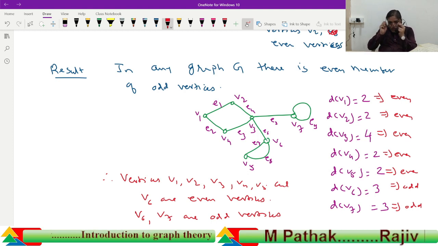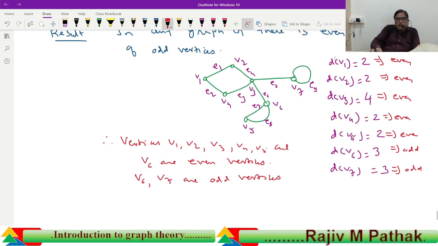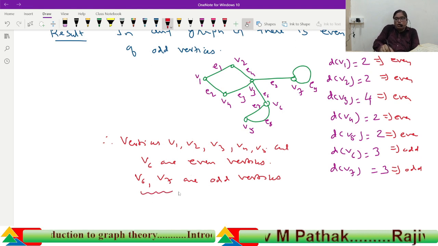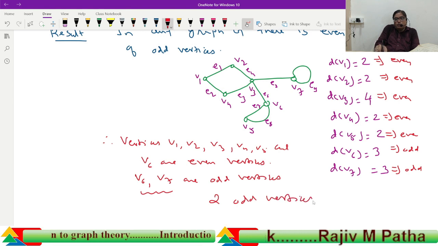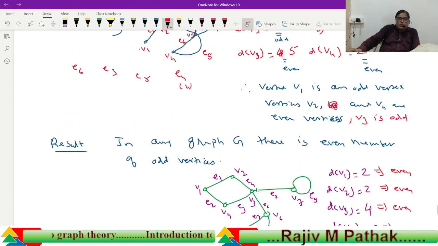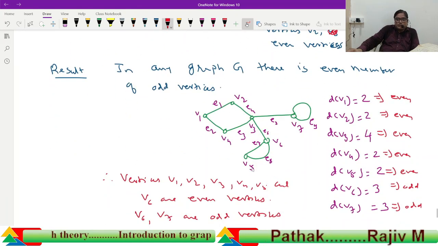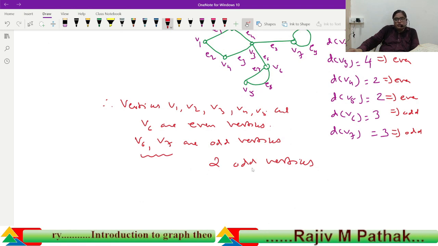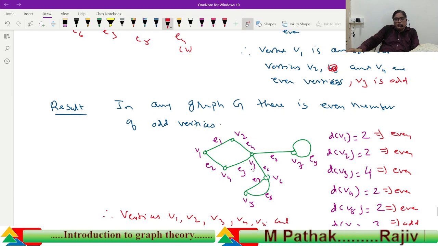Then let's count the number of odd vertices here. How many odd vertices are there in this graph? Yes, there are only two. Is it clear? Two odd vertices, which is even in number. 2 is an even number. So in any graph G, there is an even number of odd vertices. The proof is also very simple, but I am not going to prove this result. It is just for your knowledge.